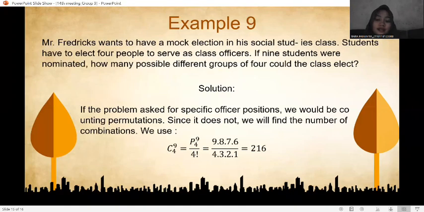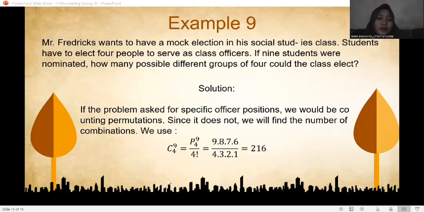The next example is example 9. The question is, Mr. Fredericks wants to have a mock election in his social studies class. Students have to elect 4 people to serve as class officers. If 9 students were nominated, how many possible different groups of 4 could the class elect?